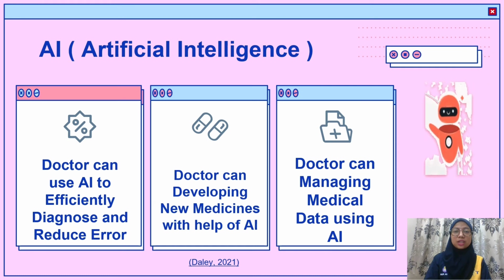About the future of healthcare, it is artificial intelligence, or known as AI. First, doctors can efficiently diagnose and reduce errors with AI. AI can predict and diagnose disease at a faster rate than most medical professionals. Second, doctors can develop new medicine with the help of AI. The efficiency, accuracy, and knowledge that AI can provide are beneficial to biopharmaceutical companies for drug development. Third, doctors can manage medical data with AI.